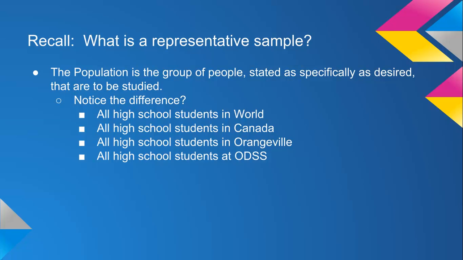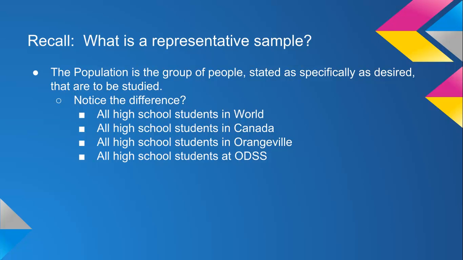My guess is if you want to sample all high school students in the world, you're not going to do a very good job if you don't get a representative sample of the world. It's almost impossible to do. You can survey people on the internet, but how are you going to make sure the voices across the world are heard? My guess is if you want to sample all high school students in Canada, you're probably not going to get a good representation. You're going to miss people. You're going to miss voices.